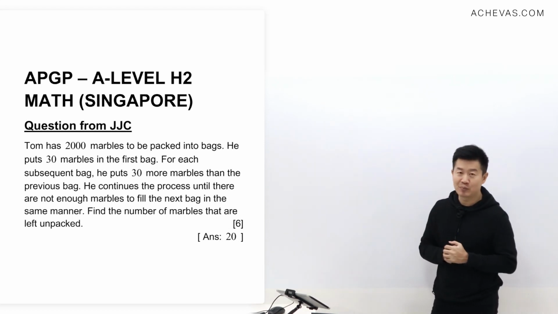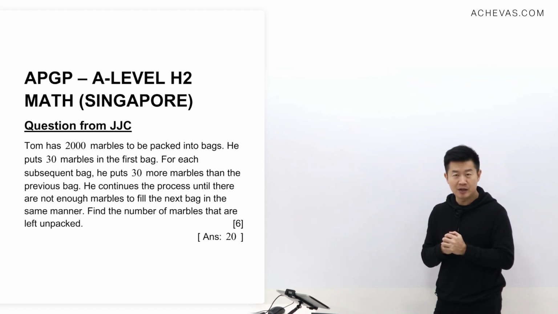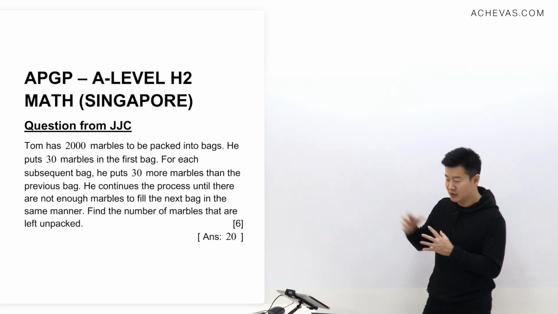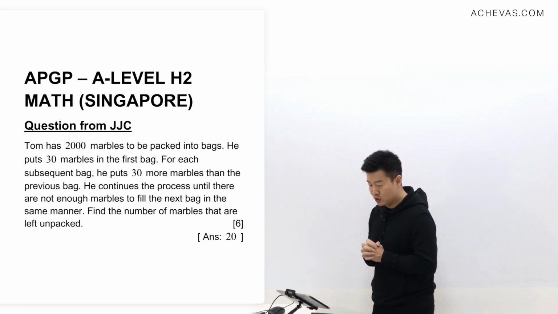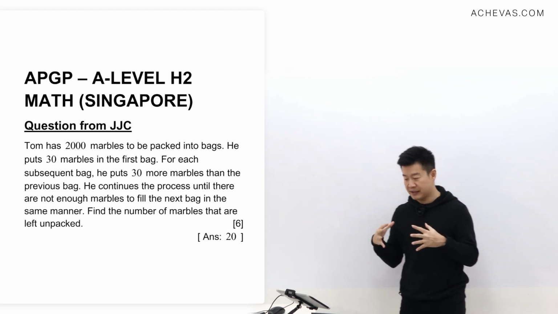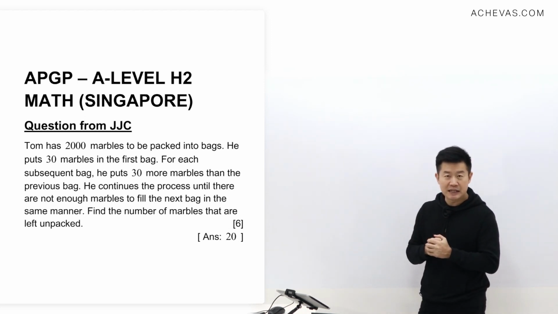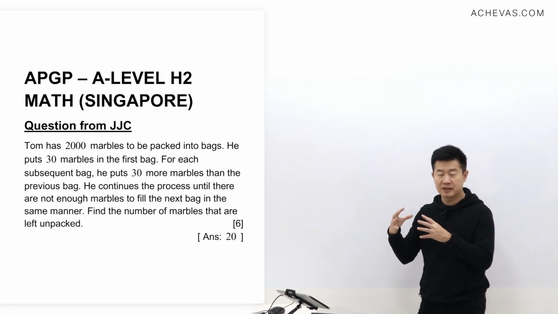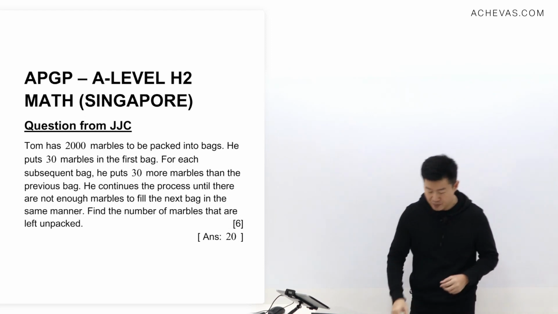Let's take a look at this simple example and see how we can make use of the table to meaningfully find a solution to this question. Tom has 200 marbles to be packed into bags. The first one, he's going to put 30, and the next one, he's going to put 30 more than the previous one, which means the next one is going to be 30 plus 30, 60. Then after that, 90. Let me write it down.